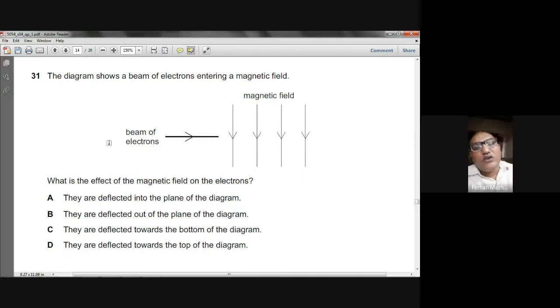The left hand rule is not about the negative charges, it is about the positive charges. So whatever direction your left hand is telling you, the electrons will bend in the opposite direction. When I applied the left hand rule, my thumb was pointing into the page, so the electrons will bend opposite to that, because electrons are negative. So the electrons will be deflected out of the plane of the diagram, out of the screen.